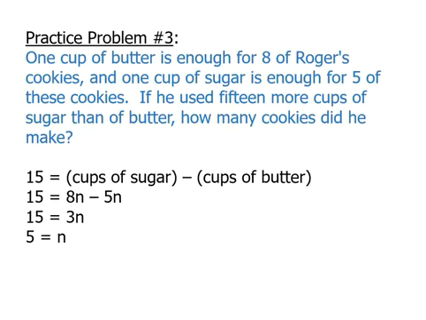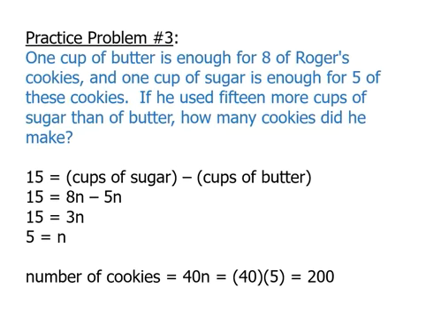Well, now we know the value of n, so now we can plug in and find all the absolute values. What we're looking for is the number of cookies. Number of cookies is 40n. Plug in 40 times 5, 200. We made 200 cookies.